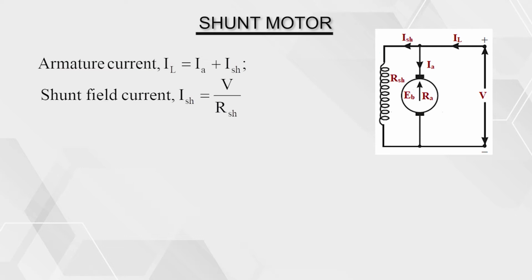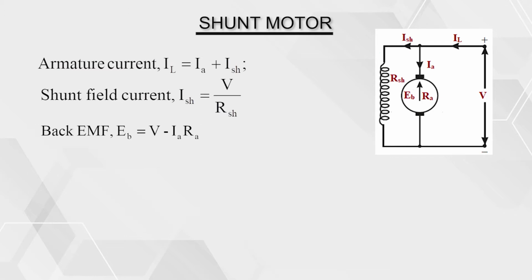If you want to calculate the value of this shunt field current ISH, it can be written as ISH is equal to V upon RSH, because the supply voltage V is across the armature and this field is connected across the armature. So the total voltage across the field winding RSH is V, and the current flowing through this field winding can be written as ISH is equal to V upon RSH. And what is the value of the total load current IL? IL is equal to IA plus ISH.